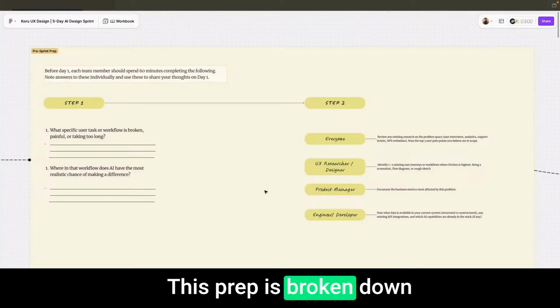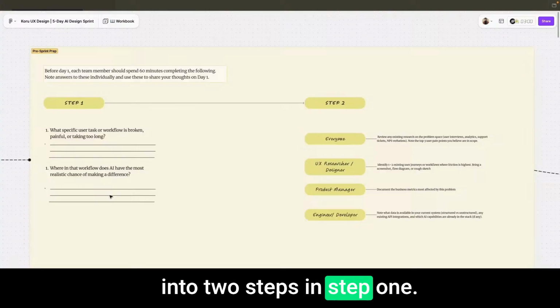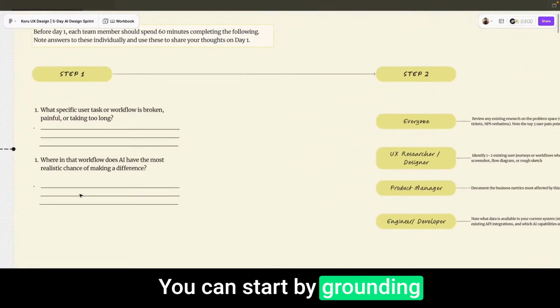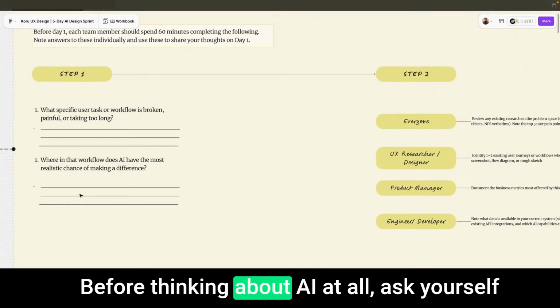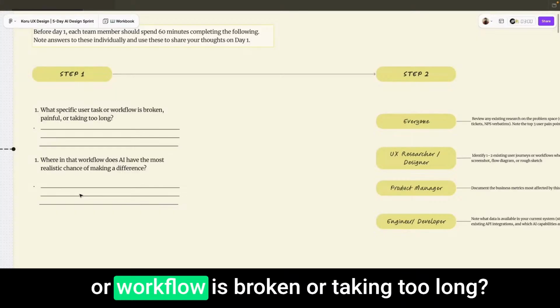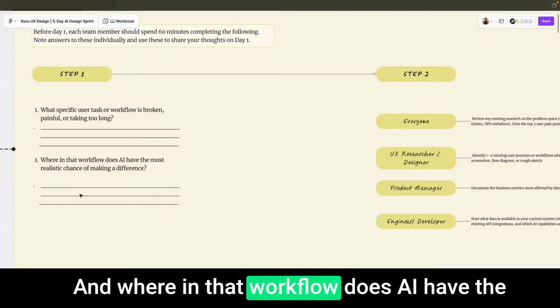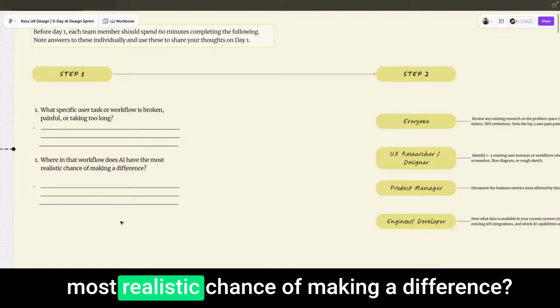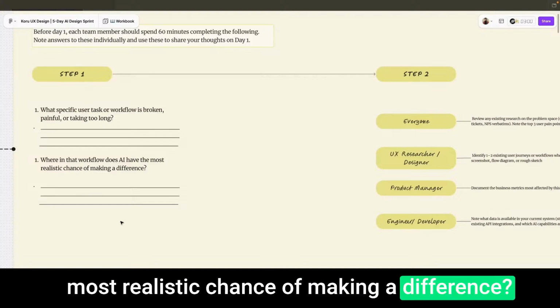This prep is broken down into 2 steps. In step 1, you can start by grounding yourself in the problem before thinking about AI at all. Ask yourself these 2 questions. What specific user task or workflow is broken or taking too long? And where in that workflow does AI have the most realistic chance of making a difference?